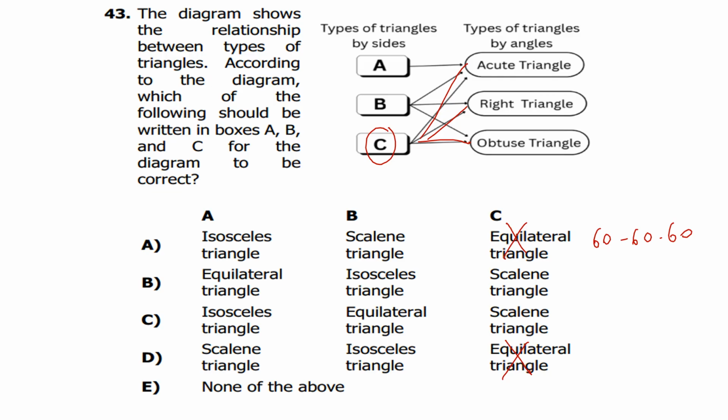And what about B? B is also acute, right, and obtuse. It cannot also be an equilateral triangle. We have eliminated C, A, and D. Let's check B.